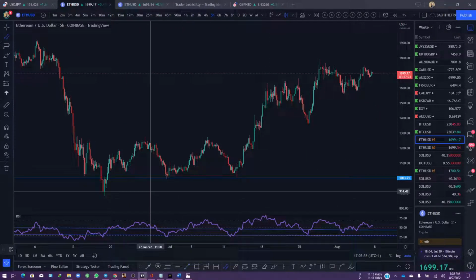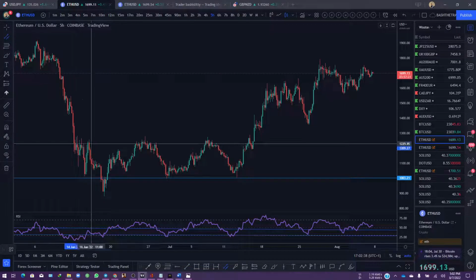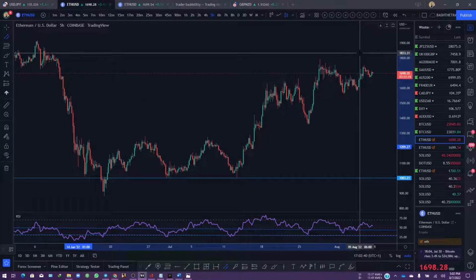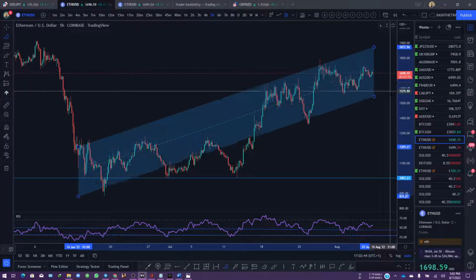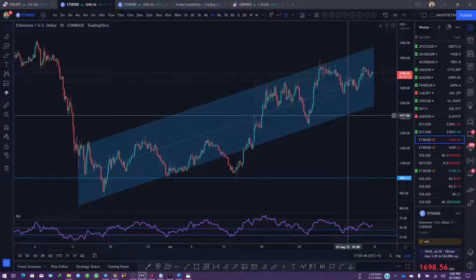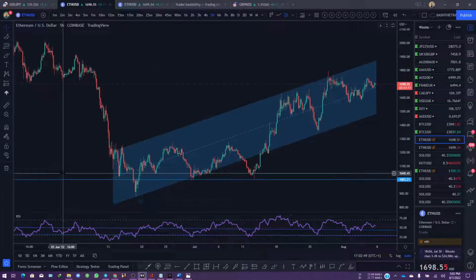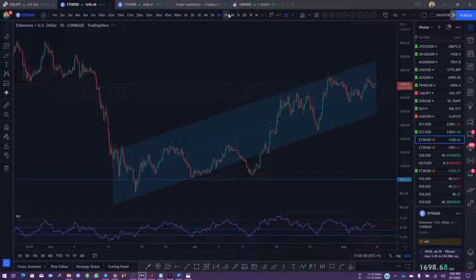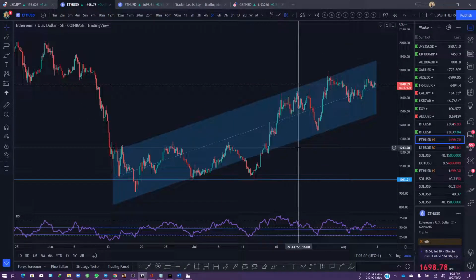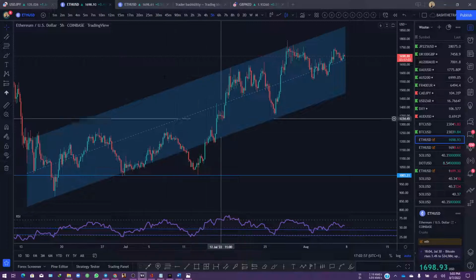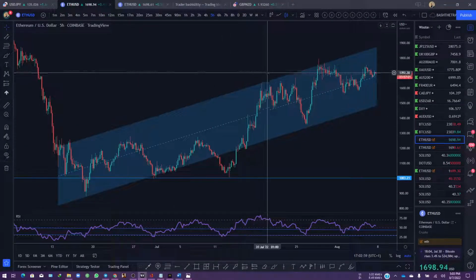Let me draw the parallel channel. So I'm just gonna connect these like this, right? Gonna connect this and then bring these like this. Can you guys see what's going on here, right? You see these? So let me go back to 5 hour now. All right, cool. So as you guys can see, Ethereum is quite fast.